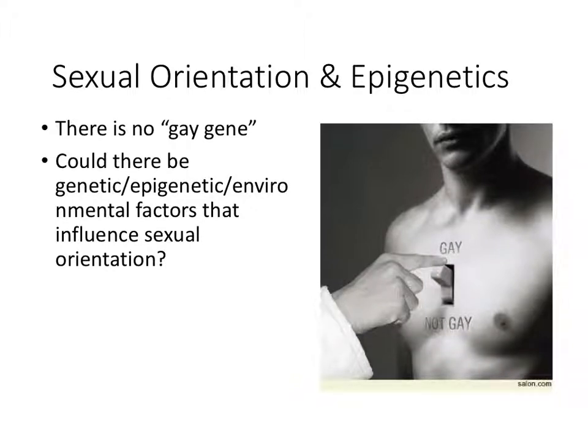Here's something we do know about epigenetics. If there was a gene that controlled sexual orientation, just one, we would have found it by now, just because of the amount of societal interest in figuring out whether there is a genetic basis to sexual preference. So there is no quote-unquote gay gene.